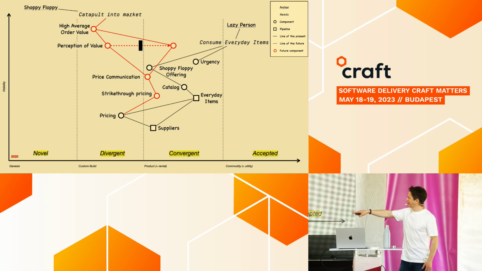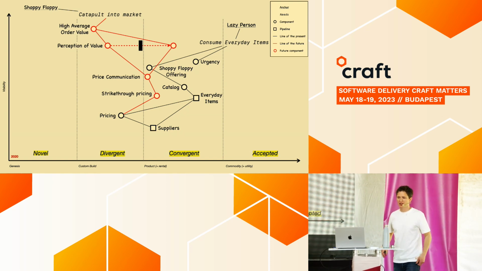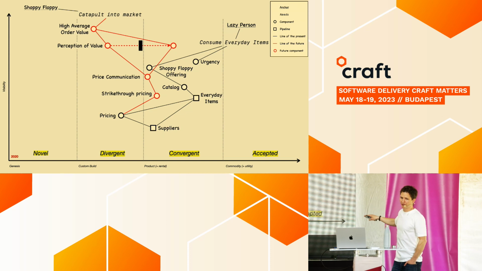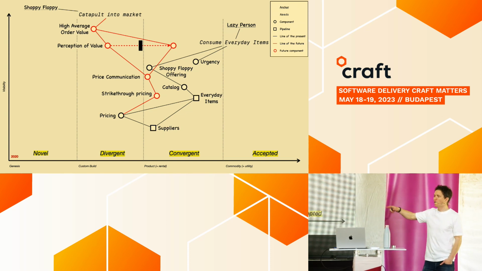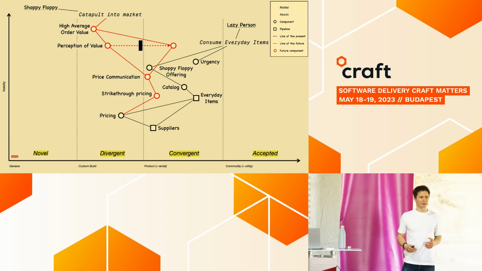Now, perhaps you feel that Genesis, custom-built, product, and commodity are weird labels when we're talking about the evolution of a hypothesis. You can just put different labels on the different stages. So here I've chosen novel, divergent, convergent, and accepted. And then all of a sudden, it tends to click a bit better with people.